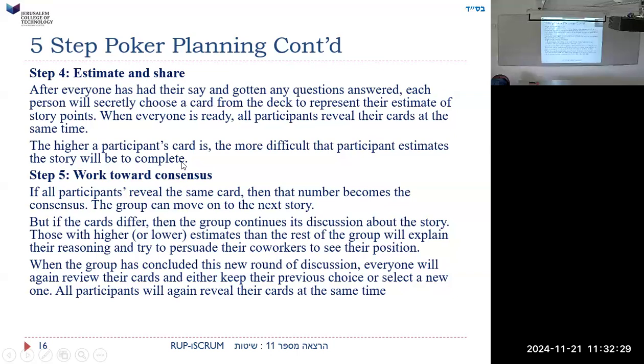So difficulty, I guess, is similar to time, but yeah, how difficult it is. Anyway, if all participants reveal the same card, then the number becomes a consensus. The group can move on to the next story. But if the cards differ, then the group continues its discussion about the story. Those with higher or lower estimates than the rest of the group will explain their reasoning and try to persuade their coworkers that they're right.